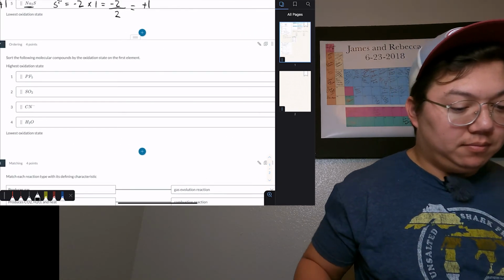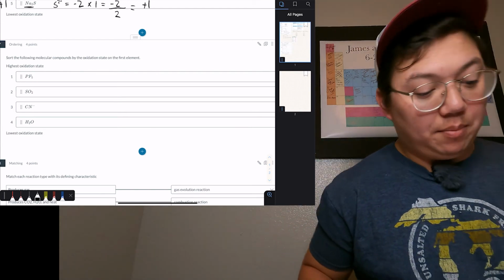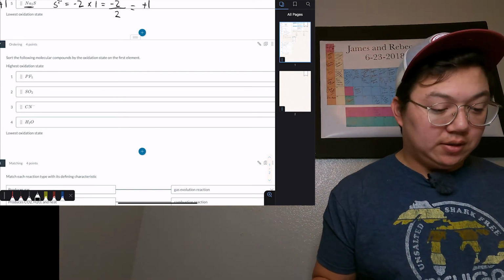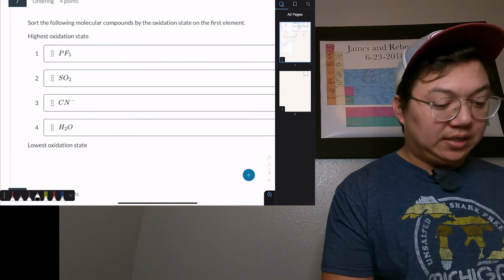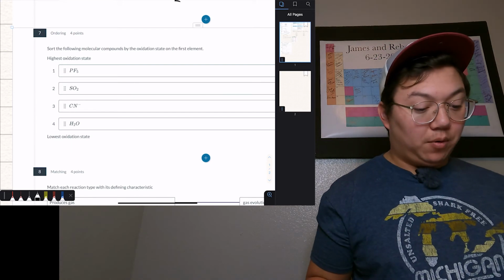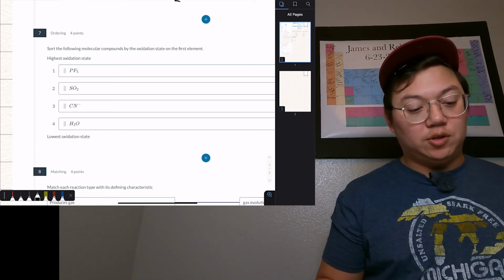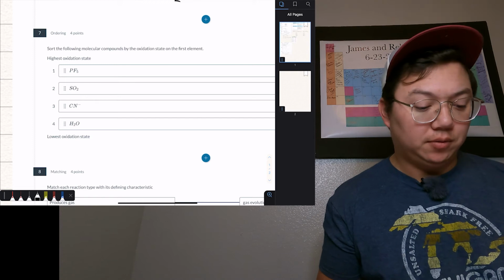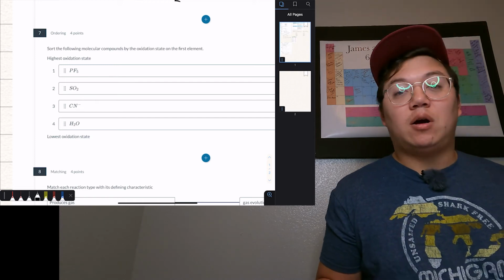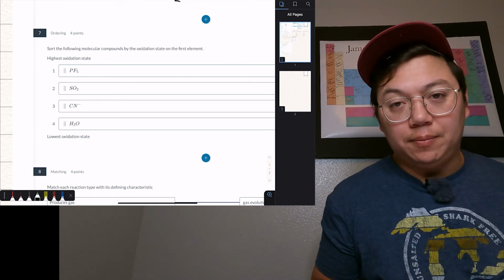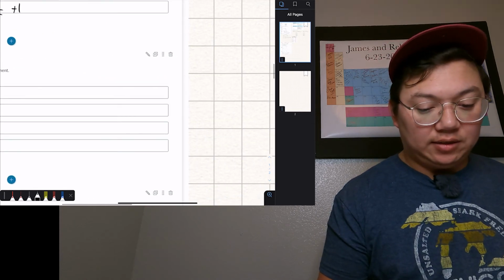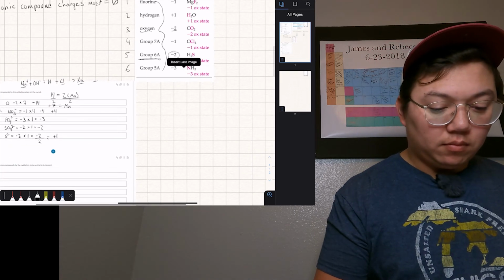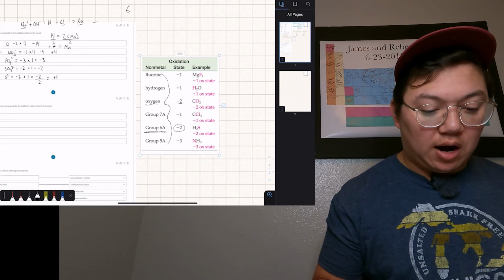Number 7. Again, we're sorting the molecular compounds by the oxidation state on the first element. So now this is a little bit different in that we're no longer looking at ionic compounds, but at molecular compounds. And when we're using molecular compounds, we're going to rely entirely on this list of our oxidation states.